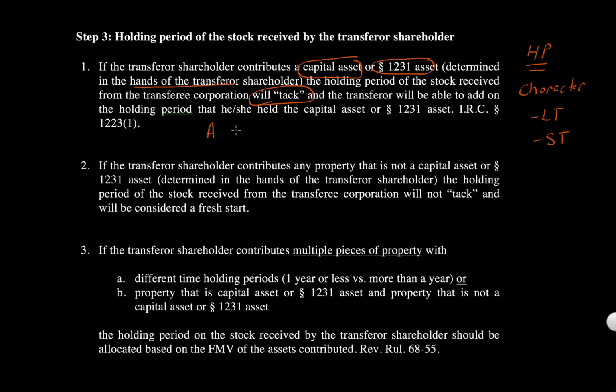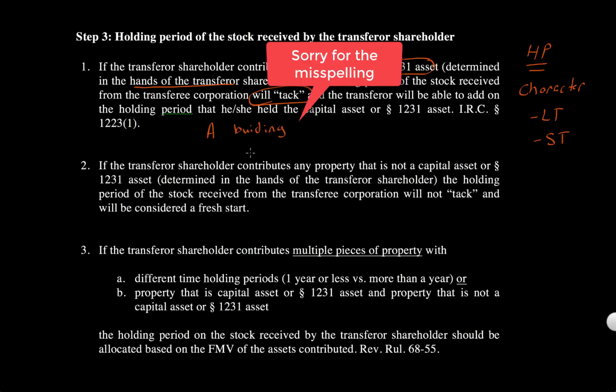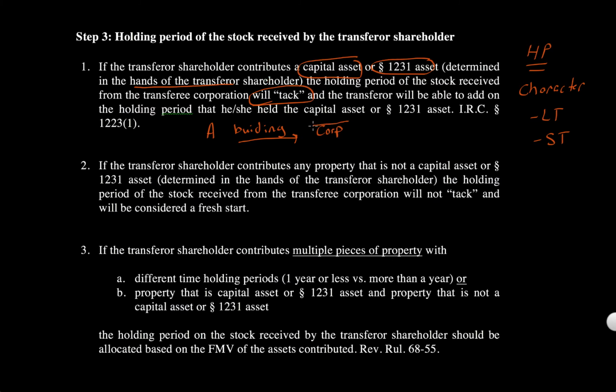If A transferred a building to a corporation in exchange for stock, and that building is considered a capital asset or section 1231 asset in the hands of A, then however long A held the building will be added on to the stock. Let's say the building is considered capital in the hands of A. If A held on to the building for longer than 1 year, when A receives the stock from the transferee corporation, the stock is automatically considered long-term, because that period, that more than 1 year that A held the building, gets added on to the stock received immediately at the time that A receives the stock.